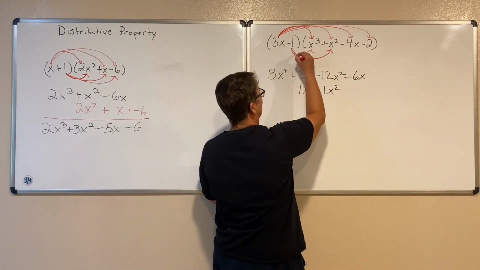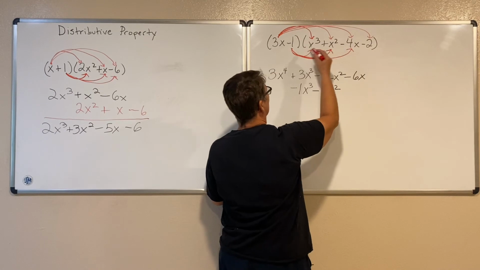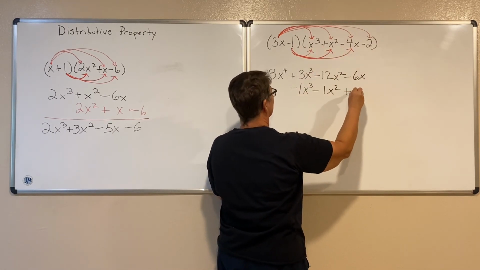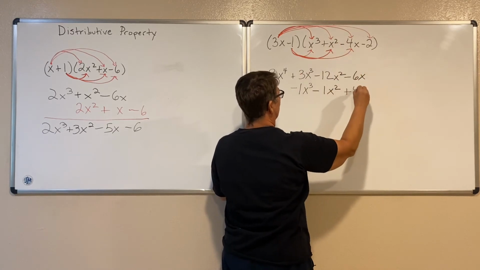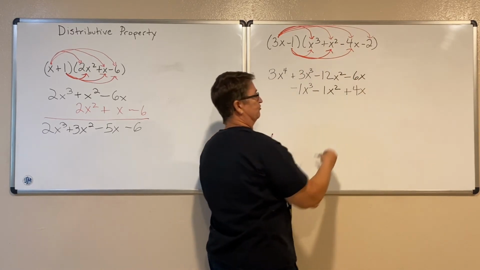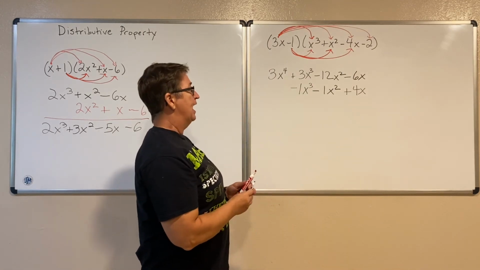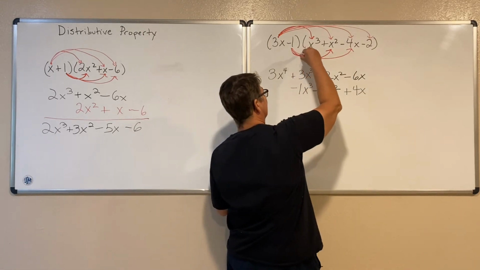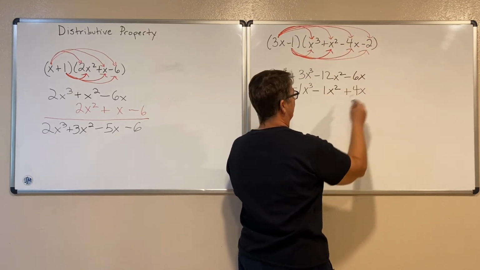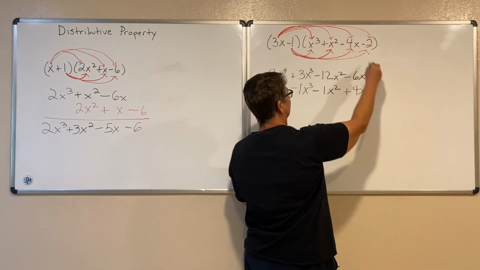Then negative 1 times negative 4, well, a negative times a negative is going to make that a positive. 1 times 4 is 4, and then it has this x, so those are like terms for me to combine. And then last but not least, I have a negative 1 times negative 2. Negative times negative makes that a positive. 1 times 2 is 2.